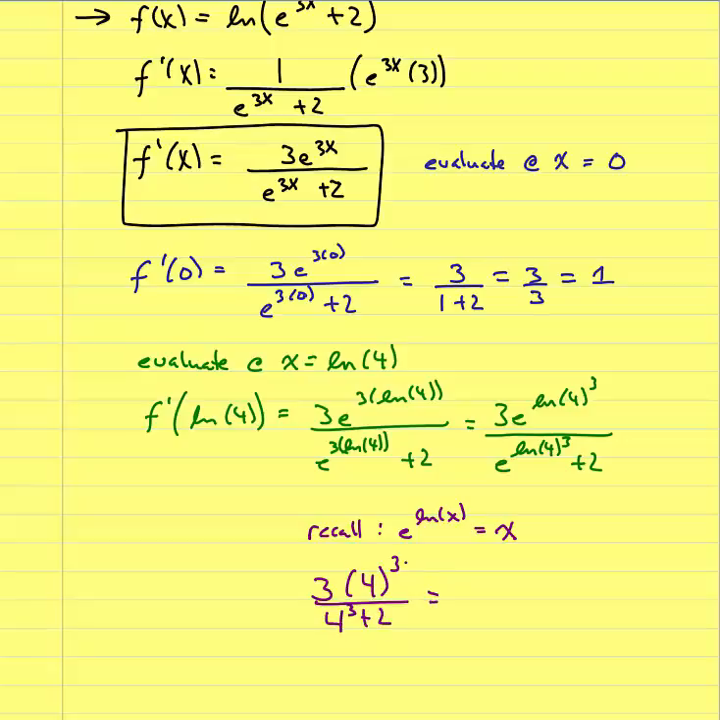So 4 cubed is 64. 64 times 3 would be 192. 4 cubed is 64 plus 2 is 66, and of course I'd want to reduce these. These are both even, so I could reduce them by a factor of 2, so 96 over 33. Both of these are divisible by 3, so that reduces to 32 over 11. Okay, so just an example, another type of problem you can use. This is the slope of the tangent line at x equal natural log of 4.